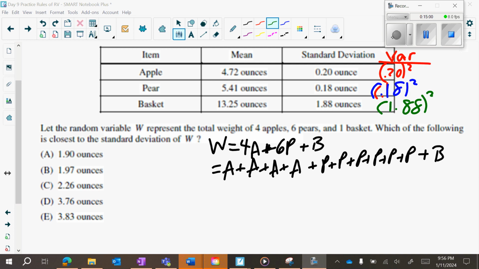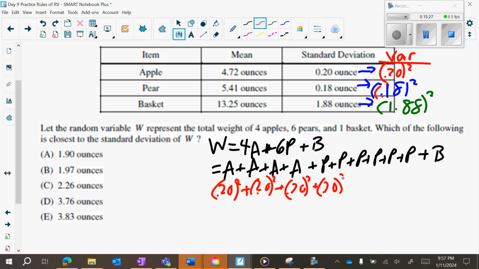So similarly here, we can't work with the standard deviation column. We have to actually square them to get the variances, and then we can add them up, okay? So we're going to take 0.20 for the apples and square it, and we're going to get the variance of the apples, and there's going to be 4 of them. So the variance of one apple plus the variance of another apple plus the variance of another apple plus the variance of another apple, okay? You get the idea. So there's really 4 of them, right? If you want to write it like that, if that's easier for you. It's a grouping of 4 of the 0.20s.